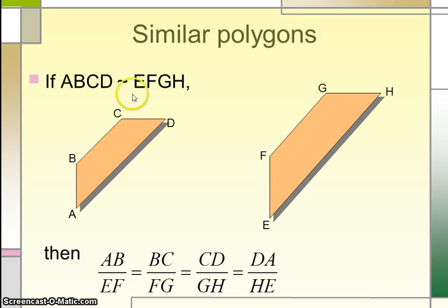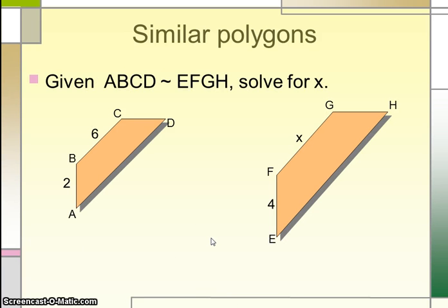Another example would be CD. Which line over here corresponds to that? Well, it will be GH. So in your expression down here, you would write CD over GH. This type of expression is going to help us solve unknown variables. We'll look at solving unknown variables, which is going to be the focus on your quiz this week.